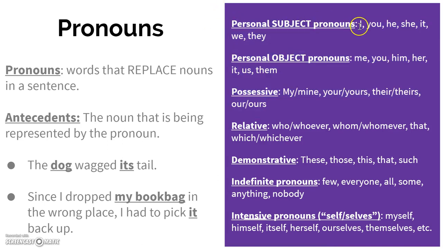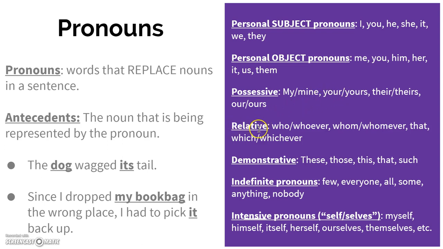Personal subject pronouns are I, you, he, she, it, we, they. These are able to be the subject of a sentence, like I go to the store or you went to the store. Personal object pronouns can be the object of the sentence and receive the action of the sentence. And those are me, you, him, her, it, us, them. Possessive pronouns are the ones like my, mine, your, theirs, or our. These are usually quite easy to recognize, and they usually precede a noun, like my book bag or your basketball.